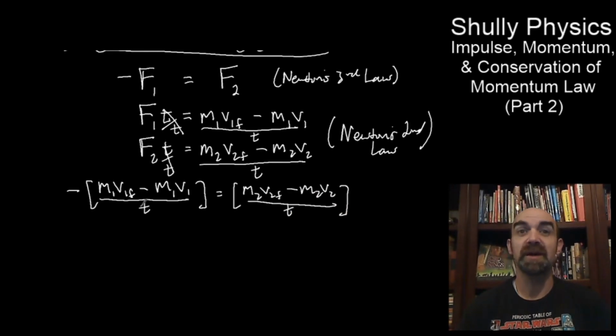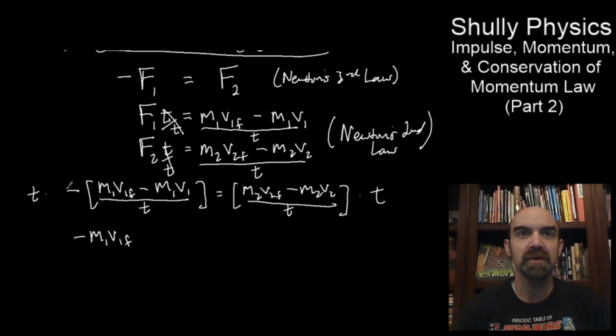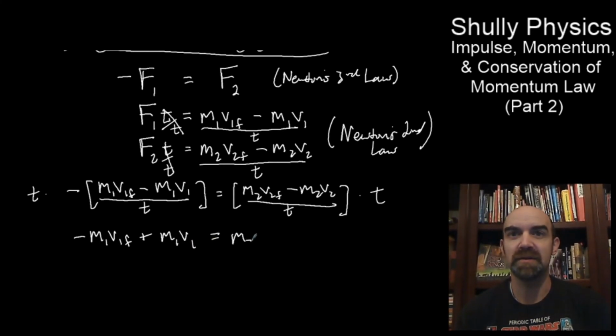All right, we've got a time in the denominator of each side. Multiply both sides by t. That cancels the t out on both sides. And we're left with a negative that distributes: negative m1 v1 final. Negative times a negative is a positive. Stand and deliver. And there's no negative to distribute on this side.